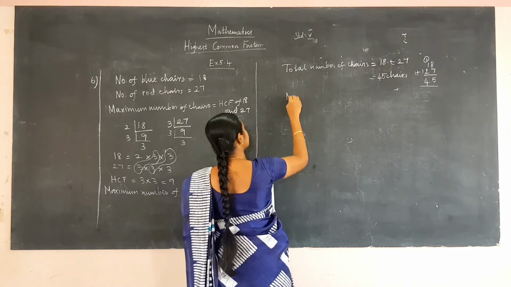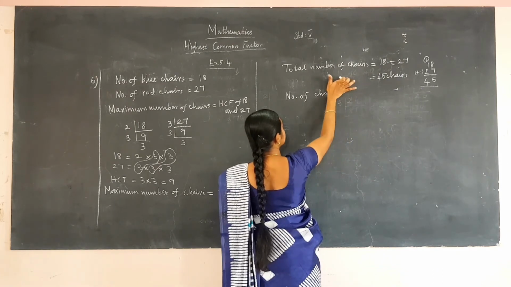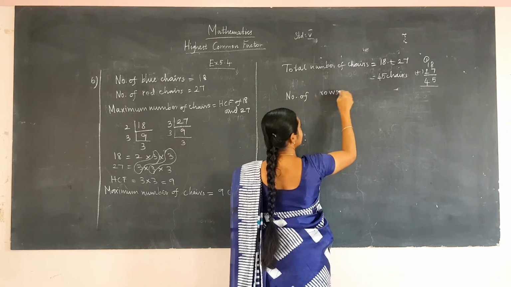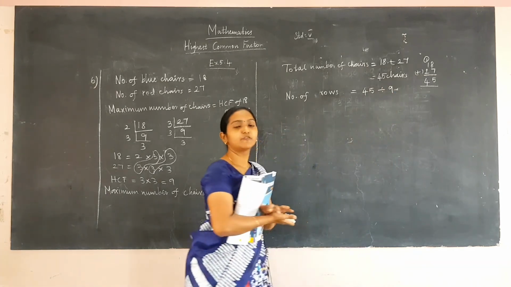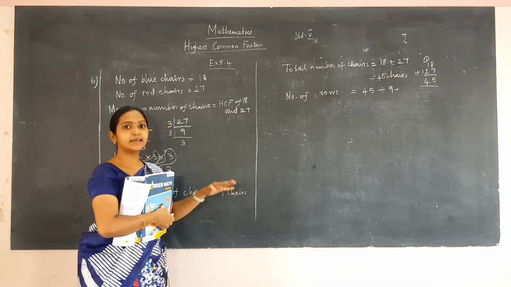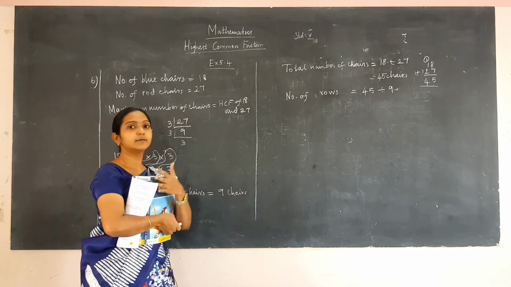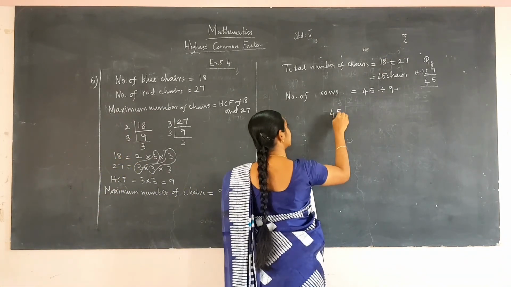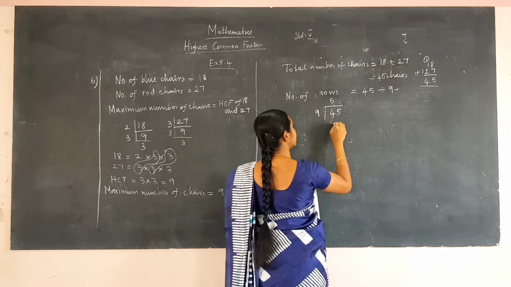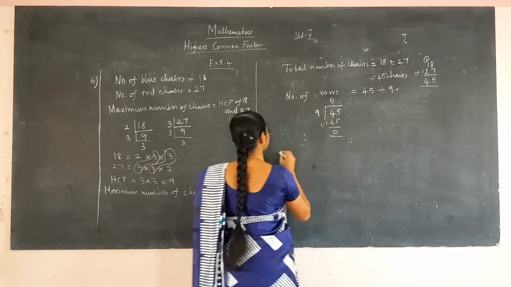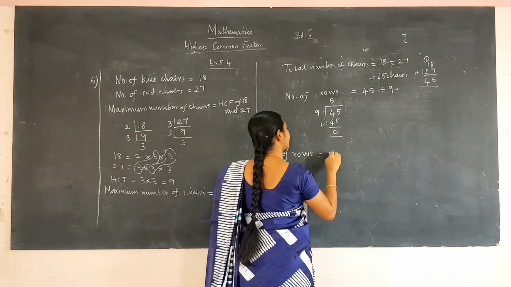Number of rows is to be found out. Number of rows is 45 divided by 9. 45 chair இருக்கு. ஒரு ரோவில் 9 அரேஞ்ச் பண்ணா எத்தனை ரோ வருது நம்ம பார்க்கணும். அப்போ we have to divide 45 by 9. 9 5s are 45. So the number of rows is 5.